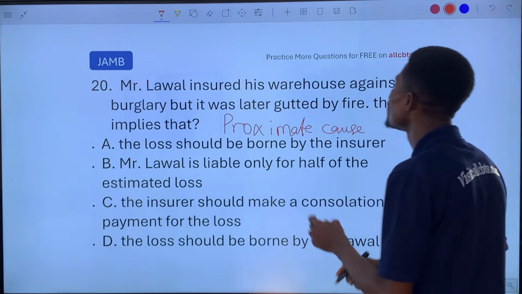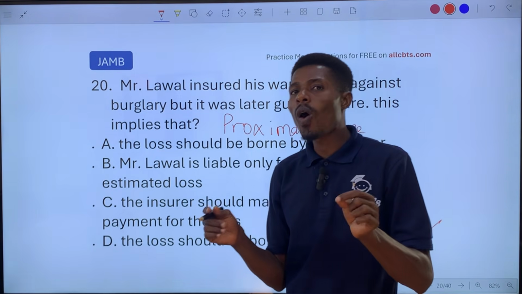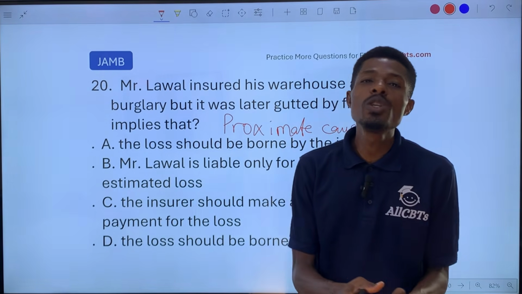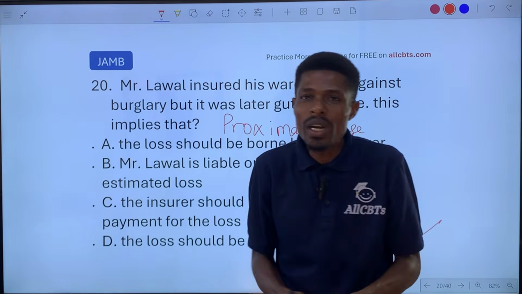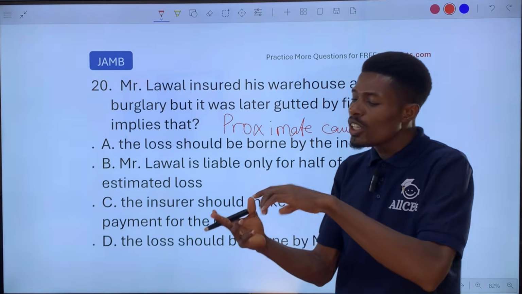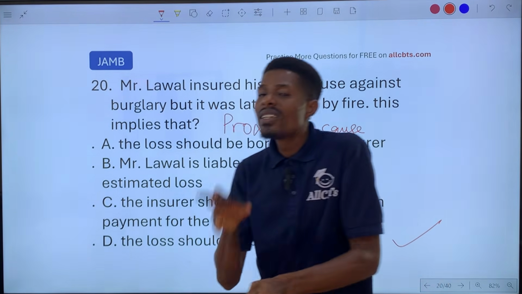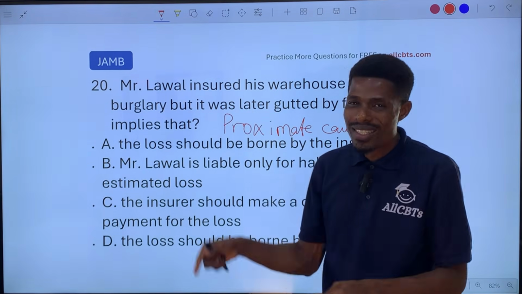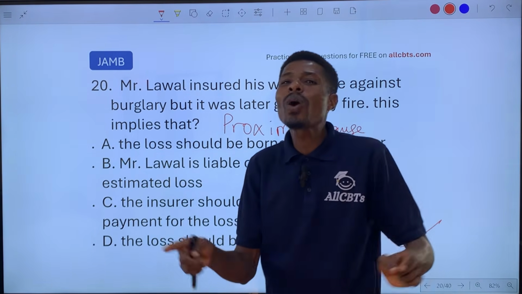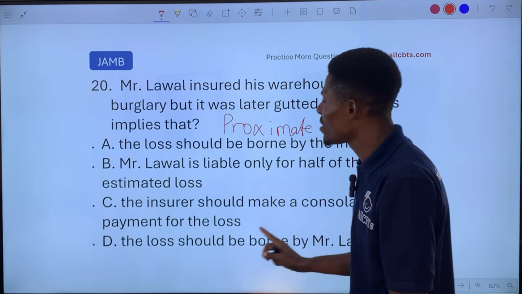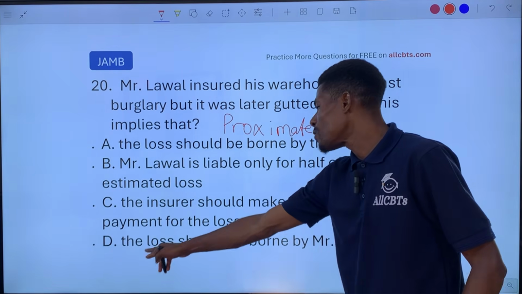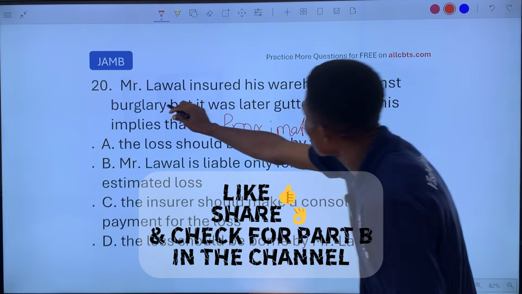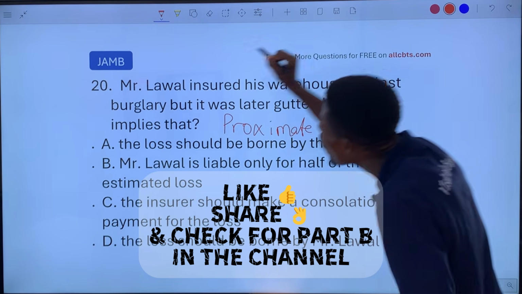What does this mean? If a customer or an insured person goes to an insurance company and says, I've come to insure my goods only. That is talking about burglary. And it did not pay for fire accidents. What that simply means is that if there's a fire outbreak, the insurance company will not bear the loss for fire outbreak. Why? Because the insured only paid for burglary insurance, not for fire insurance. And so that is the reason why the correct answer is what? Option D. It means that the loss should be borne by Mr. Lawal, because Mr. Lawal only paid for what? Burglary insurance. Look at it. Mr. Lawal insured his warehouse against only burglary.